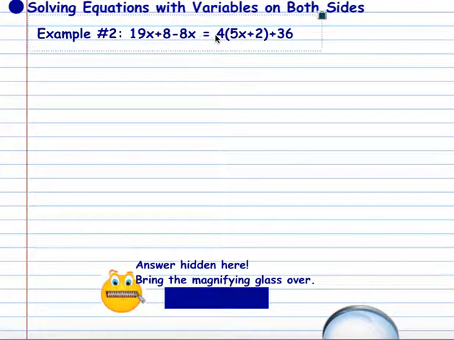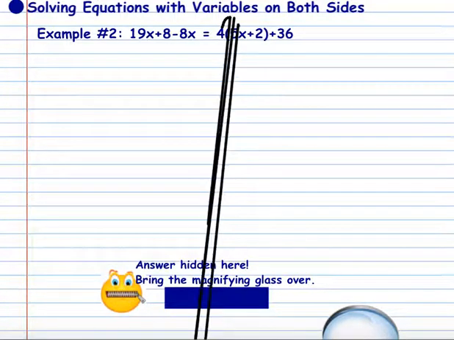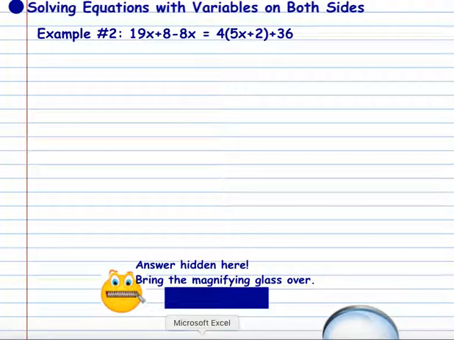Now here's another example that we have. 19x plus 8 minus 8x equals 4 times the quantity 5x plus 2, and then we add 36. Well, like our steps say, our first thing that we need to do is distribute. So I'm going to do this 4 times 5x.